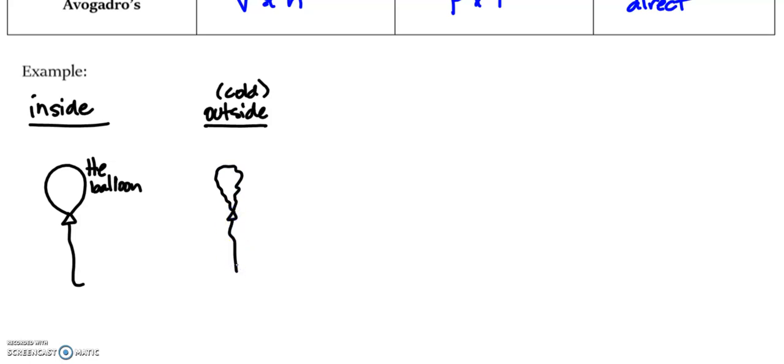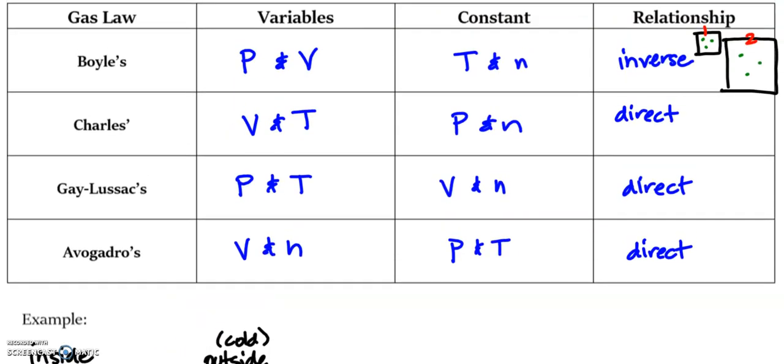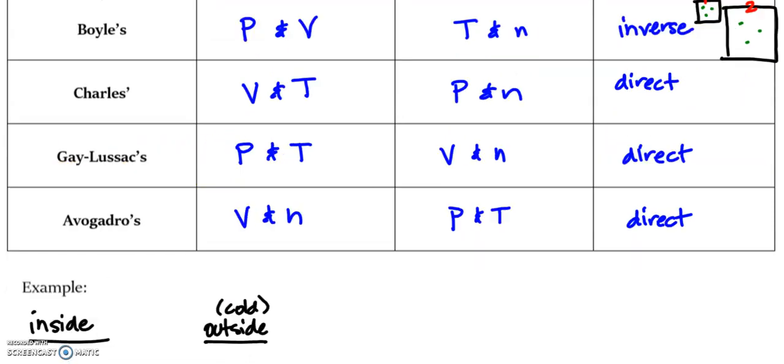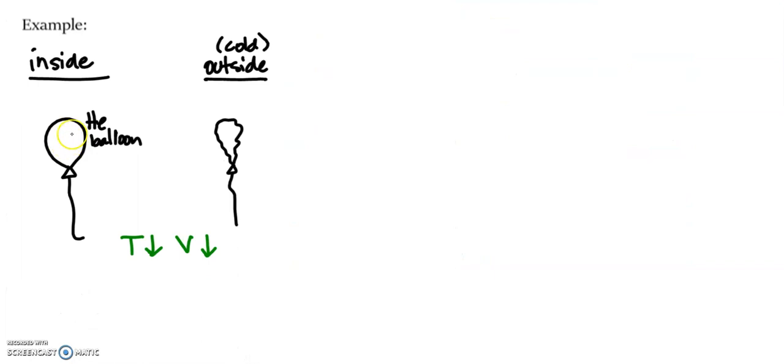Okay, and why is it going to shrink? Because you're going from a temperature of warm to cold, so your temperature is decreasing. Now look at the volume of those balloons. This volume is clearly smaller. Your volume also decreased. If you go back up here, volume and temperature, this is Charles' law. This makes sense. That's direct. As the temperature goes down, the molecules in here slow down and they don't push on the sides as much, so it decreases in volume. So this is Charles' law, and this is direct.